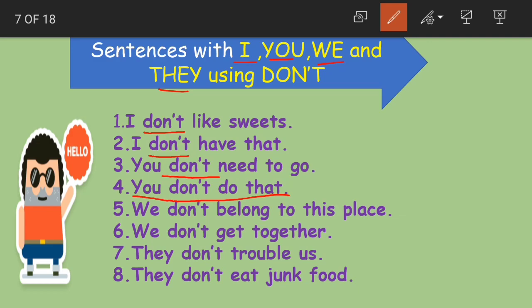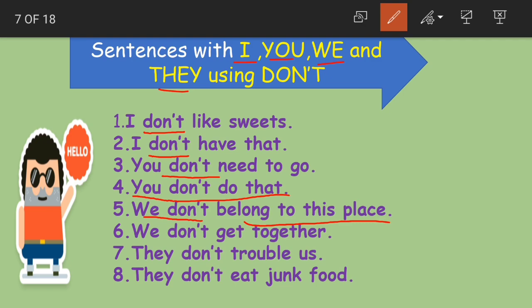Okay, children. And the fifth sentence is, we don't belong to this place. So this place is not ours. We do not reside here. Reside in the sense we do not live here. Or this is not our native village or native town. Okay. So then how do you say? We don't belong to this place.